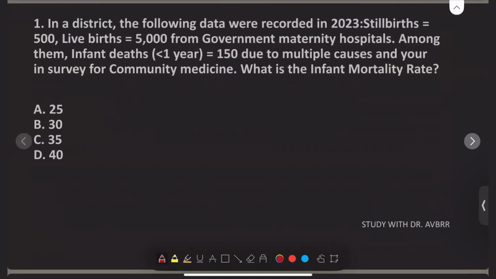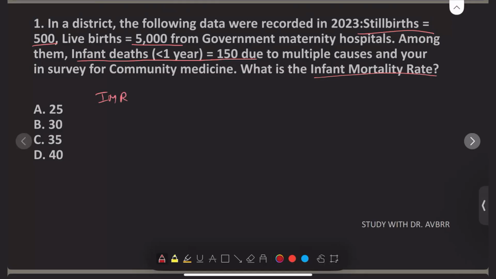In a district, the following data were recorded in 2023. Stillbirths were 500, live births were 5,000 from the government maternity hospital. Among them, infant deaths were 150 due to multiple causes. What is the infant mortality rate? So they're asking for infant mortality rate.